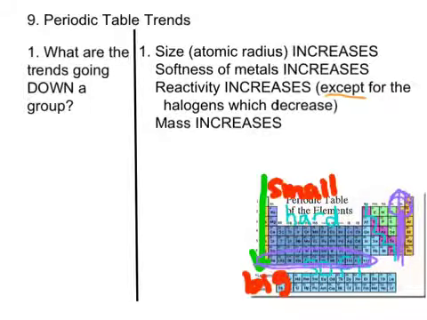The fourth trend that we'll talk about going down a group is mass. Mass is going to increase as you go down. This should be no surprise, because if you look at a regular periodic table with all the information there, hydrogen, which is up here, has a mass of about 1. When you get down here to radon, it's going to be like 290 something. So mass again is going to increase as you go down a group.